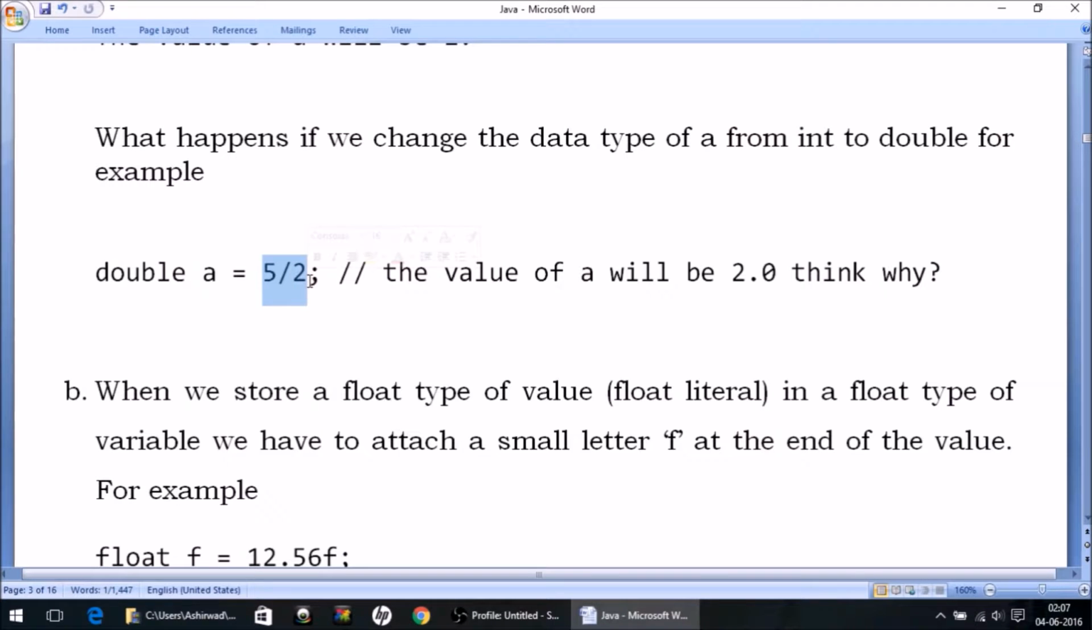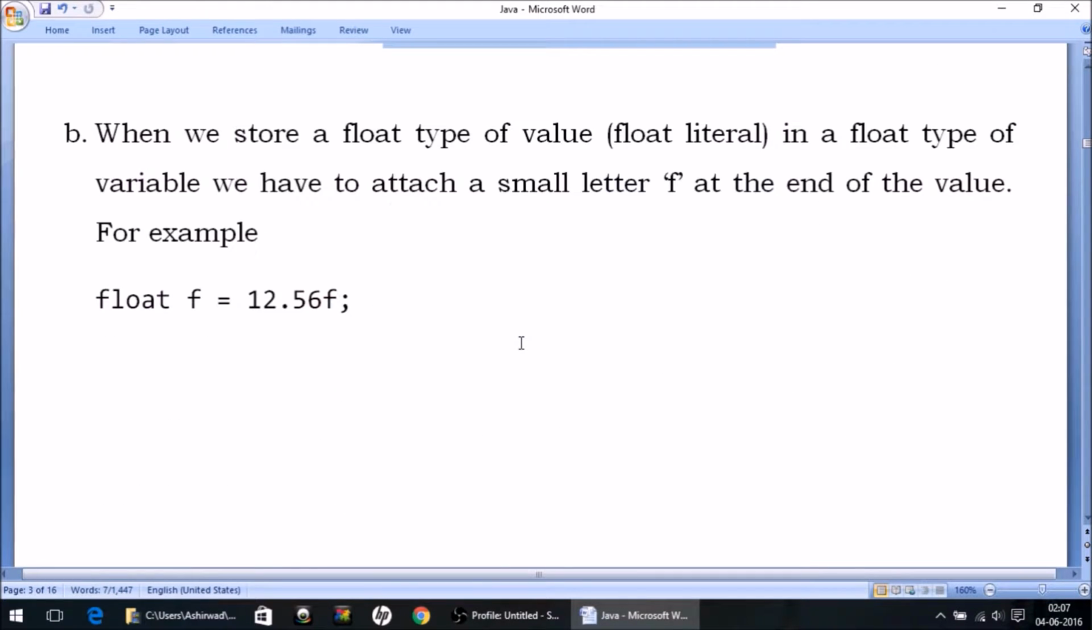So we get 2 as the result here, and that 2 will be assigned or will be stored in this variable a. And since a is a double type of variable, this 2 is automatically converted into a double type of value. So instead of getting 2, what we actually get is 2.0. So I hope the point is clear to you. Okay, the next point is what we have already discussed in the earlier lectures, but let us see it one more time.